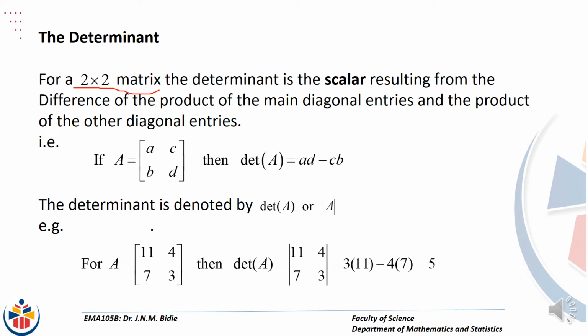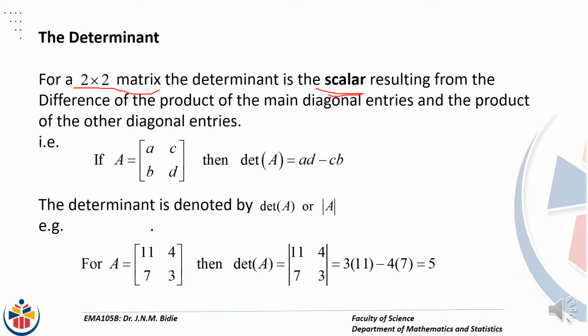Now, note also the determinant of any matrix will always give you a scalar. So it means what you need to do is to find the difference of the product of the main diagonal entries minus the product of the other diagonal entries. All in all, what you're trying to do here is, if you are given matrix A equal to A, B, C, D. A, B first row, C, D second row.